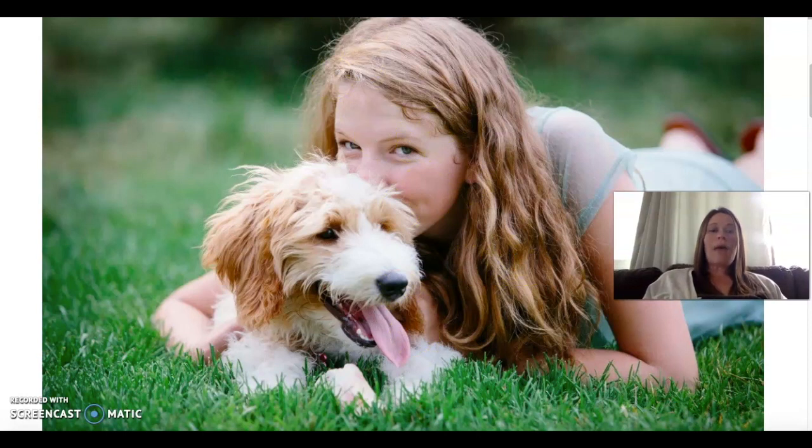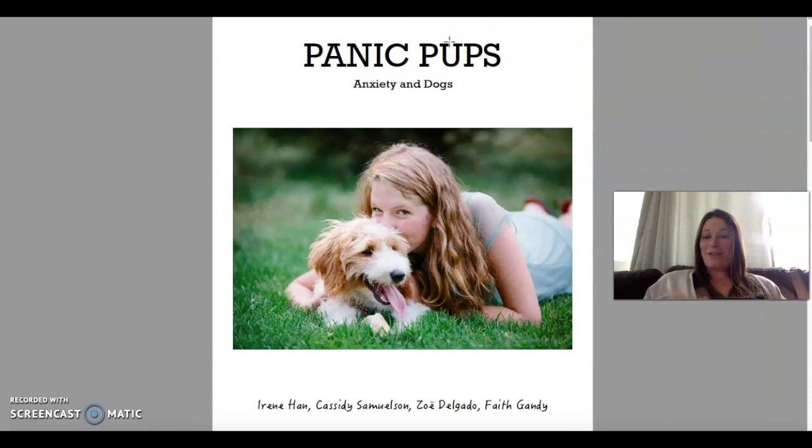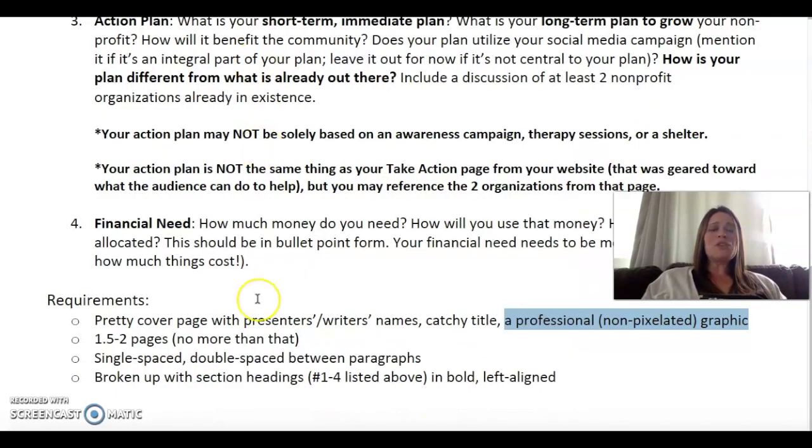Notice too how large their image is. Okay, again, if you think about what you like to look at, images, we love images, we love visuals, and so you're doing that for your audience. Okay, so that's the first requirement.